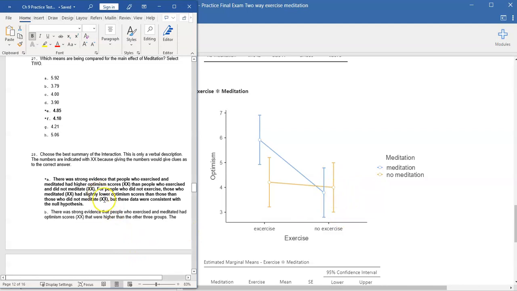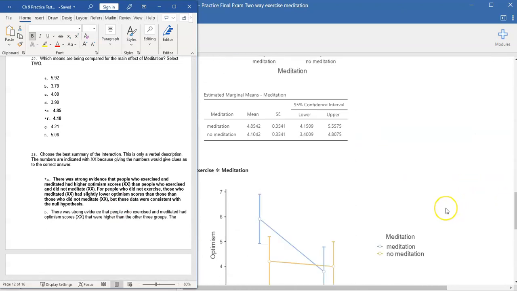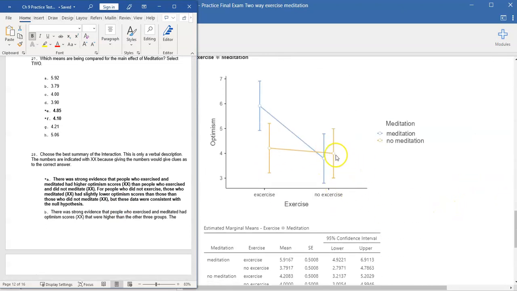So that's what this second sentence is reflecting. For those who did not exercise, those who meditated had slightly lower optimism scores than those who did not meditate, but these data are consistent with the null because this p-value is so large here, and so this difference is probably just sampling error.